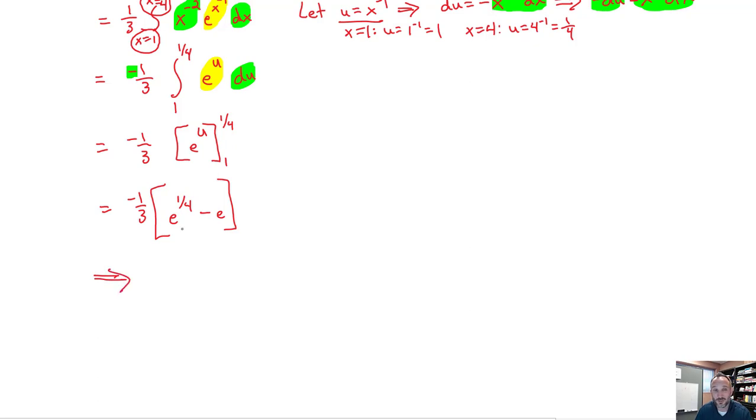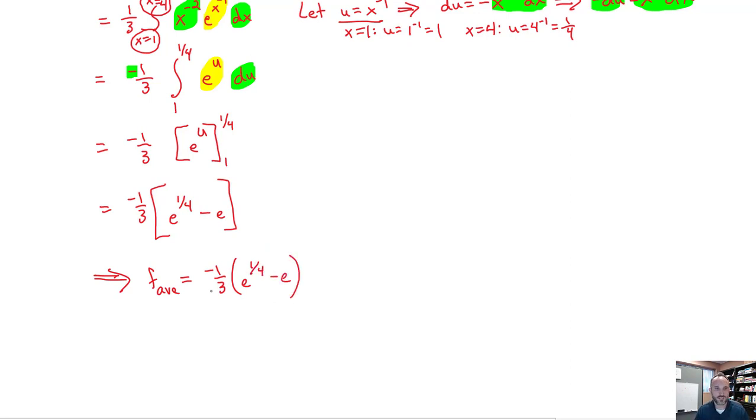You really can't do much simplifying here. I know it's not satisfying. It looks ugly, but it's a number. The exact average value of that original function is -1/3 times the quantity e to the 1/4 minus e.